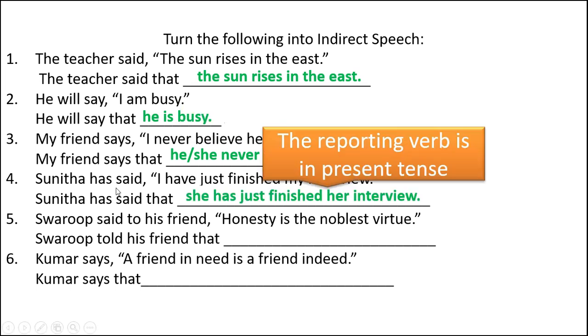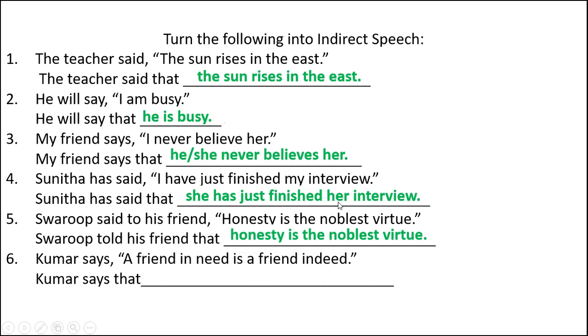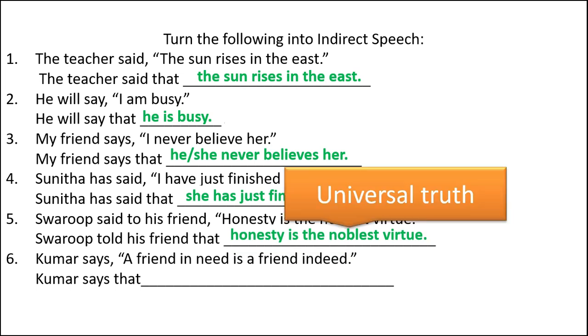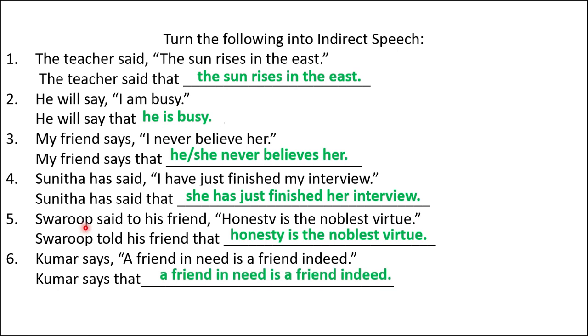Next, Sunita has said I have just finished my interview. This changes to Sunita has said that she has just finished her interview. Now here this is actually present tense, so it does not change. And the next one is a universal truth, like Swarup said to his friend, honesty is the noblest virtue. Swarup told his friend that honesty is the noblest virtue. So there's no change in the tense because this is a universal truth.